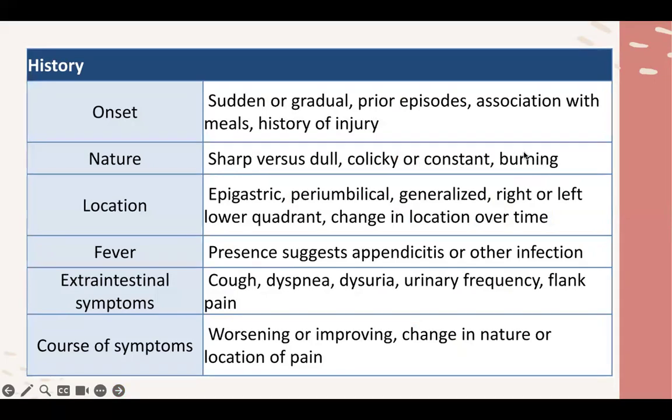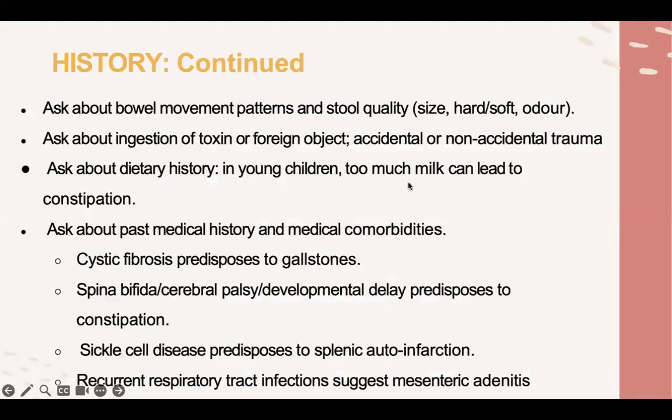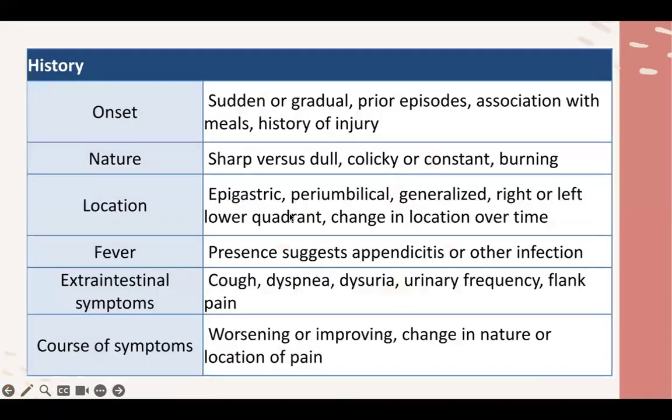Burning pain can be seen, like epigastric, with chronic gastritis. Okay, sharp pain can be seen in colicky pain and pancreatitis, and constant pain you can see in pancreatitis as well. When it comes to the location, this is very important.